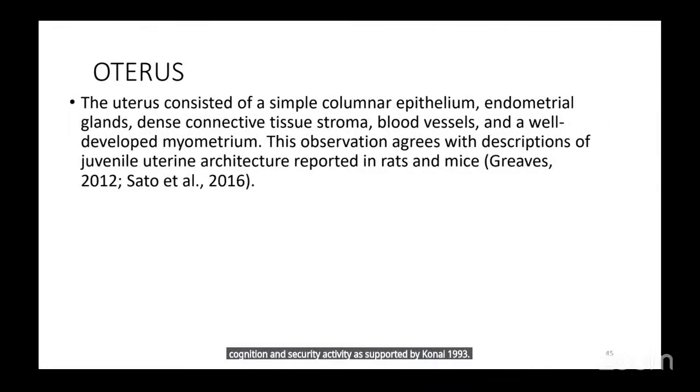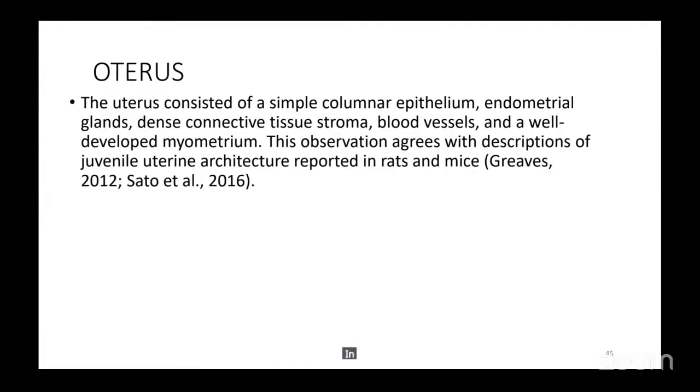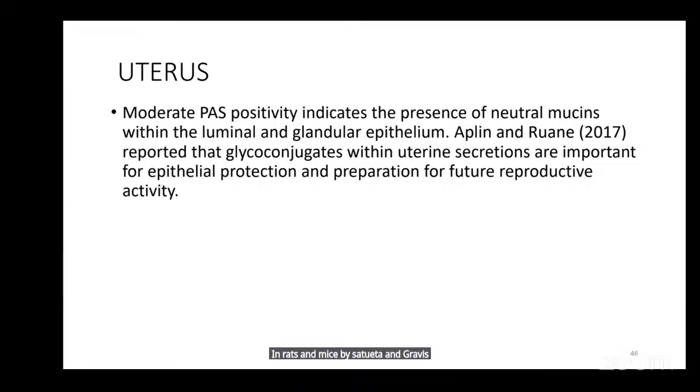The uterus consists of a simple columnar epithelium, endometrial glands, dense connective tissue stroma, blood vessels, and a well-developed myometrium. This observation agrees with the description of juvenile uterine architecture reported in rats and mice by Sato et al. and Gravis 2012.